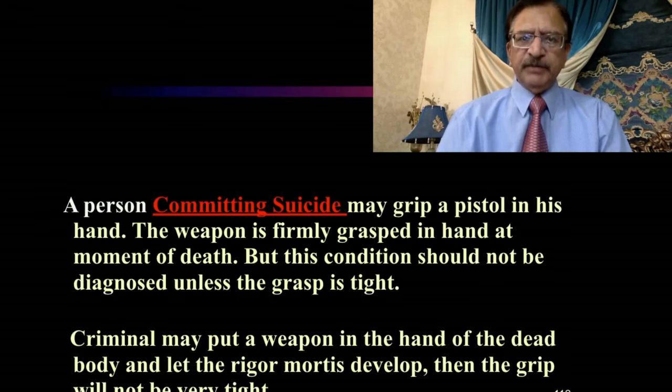A criminal may put a weapon in the hand of the dead body to disguise the death, and due to rigor, it may be contracted, but then the grip will not be as tight. You can easily remove the weapon by applying a little force, but in case of cadaveric spasm, it is usually not possible to release the grip.